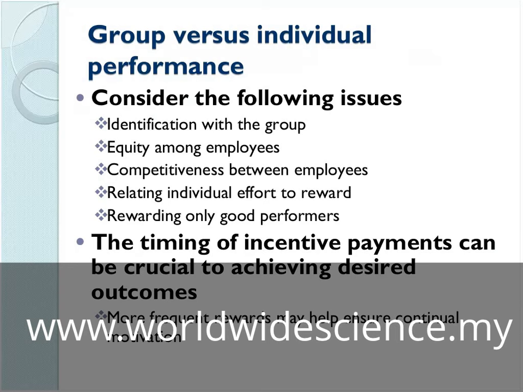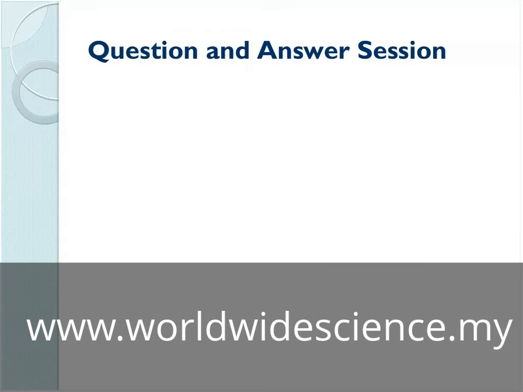Okay, the identification with the group. The first, the group, is concerned with the following issues: identification with the group, equity among employees. We have some equity. It has competitiveness between employees. Of course, the employees will compete within this group. The relation of individual effort to reward. That means maybe some individuals make different kinds of efforts to get the rewards. Reward only good performance. And the timing of incentive payments can be crucial to achieve the desired outcomes. More frequent reviews may help ensure continuous motivation. Okay, all those things you should understand and remember in the human resource management subject.